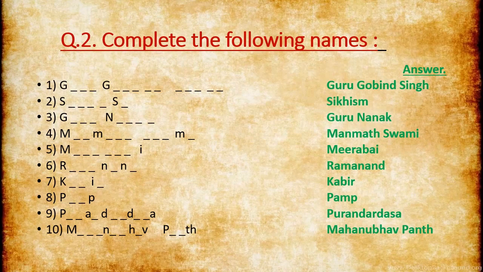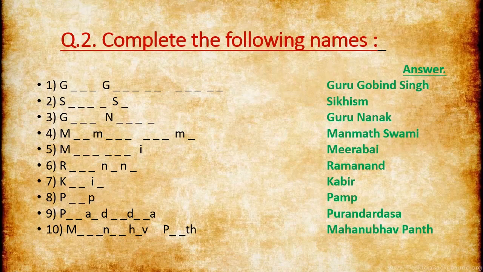Let's proceed further, students, with question number 2. And question number 2 is complete the following names. Now here you have to complete the blank that is given by writing the letters and completing that word. Okay. The following names that we have learned throughout the lesson.